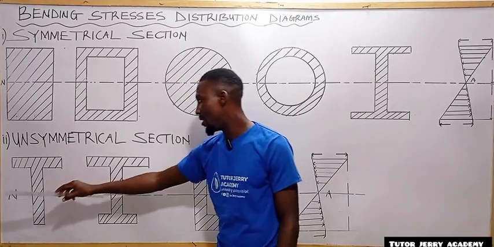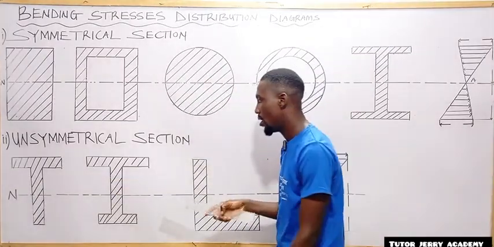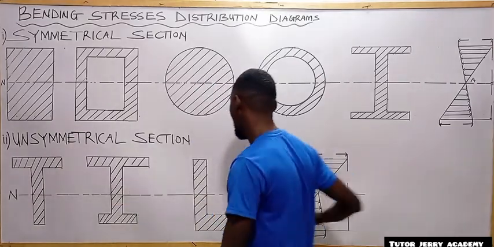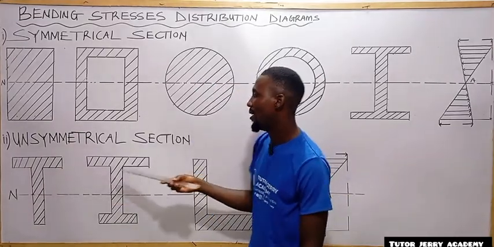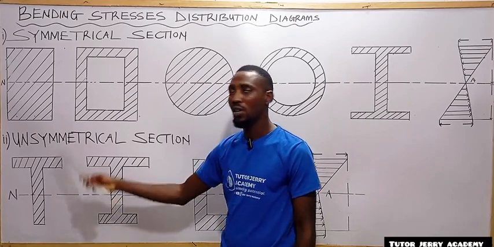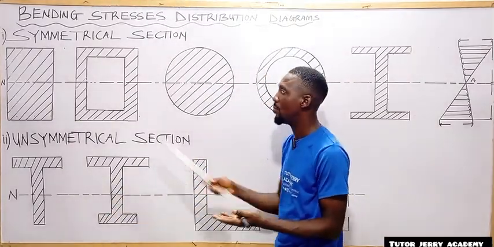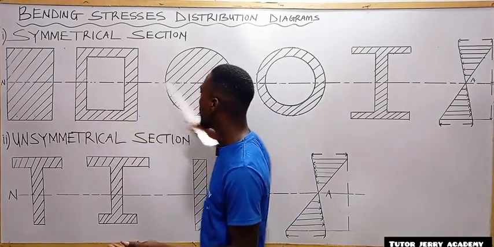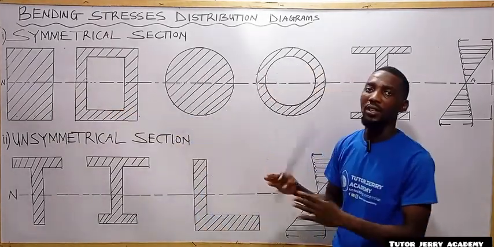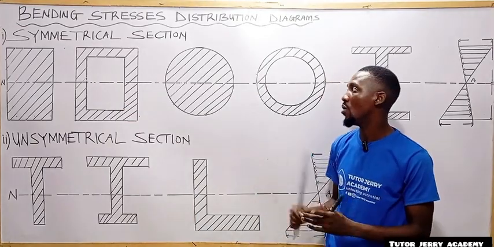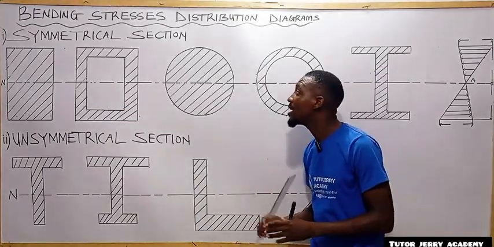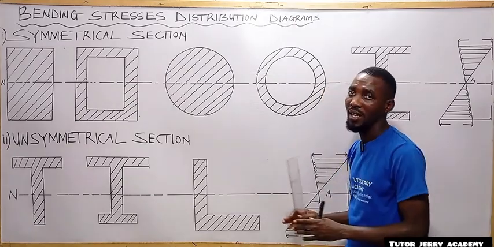But if you look at this section, when we cut this in the x direction, you observe that we cannot have equal elements being produced here. But if you look at this, if we divide it into two equal parts, we are going to have all our parts to be equal. All right, these symmetrical sections are very important.